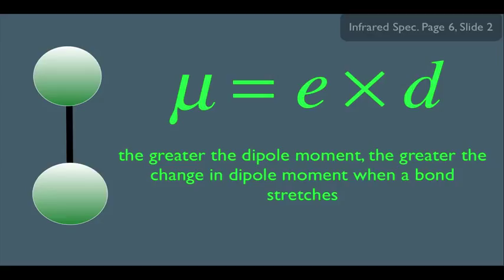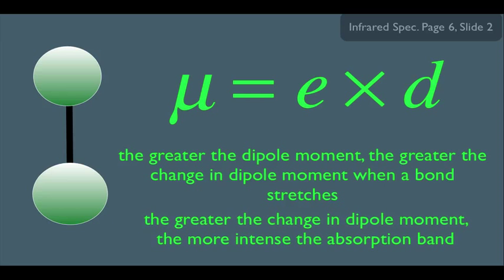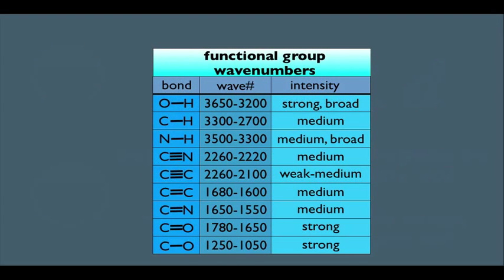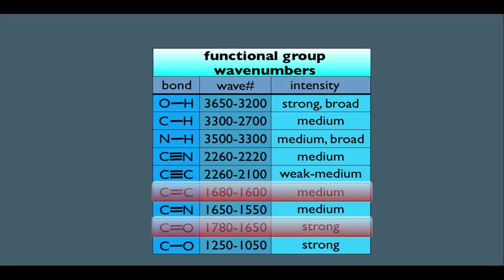This brings us to the second concept that we have to understand. Another relationship is this right here. The greater the change in dipole moment, the more intense the absorption band is on the IR spectrum. So let's notice this trend on the chart right here. For instance, let's look at the C double bonded to C bond. Notice its intensity is medium.